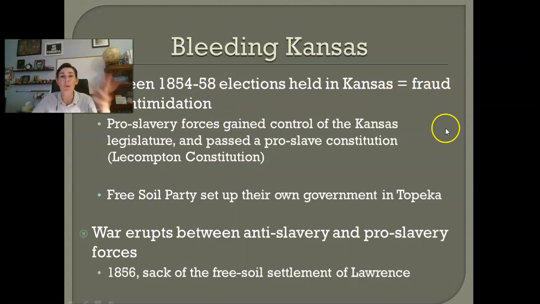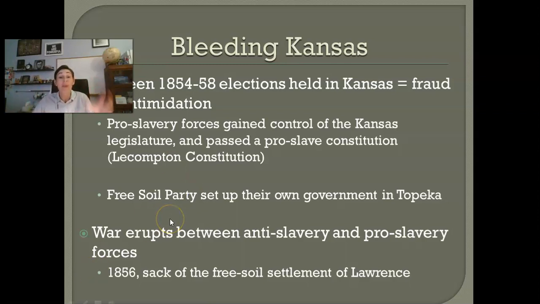Now, between 1854 and 1858, there were elections held in Kansas. There was massive fraud and intimidation. The pro-slavery forces gained control of the Kansas legislature, and they passed a pro-slave constitution, which was called the Lecompton Constitution. But the Free Soil Party said, we're setting up our own government in Topeka. We don't acknowledge that legislature. It's not legitimate. It's not valid. So we're going to set up our own government where we're not going to allow slavery.